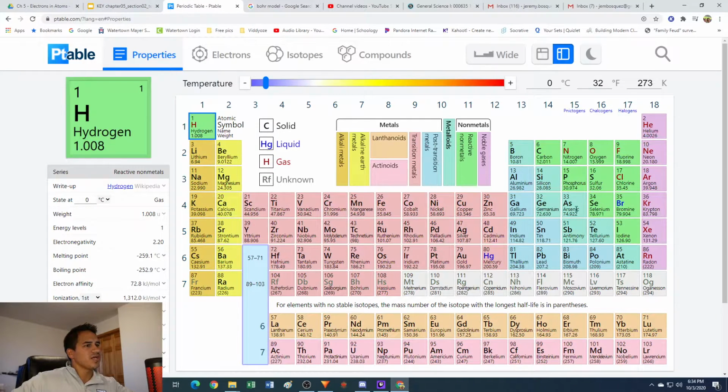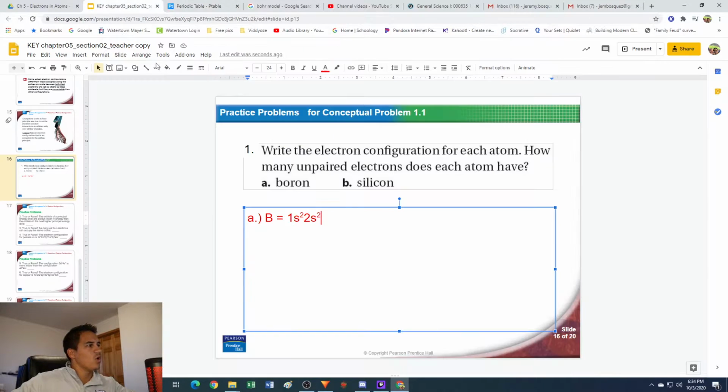Then we jump across and we get to the P block. And at this point, we have our boron, which is the first one. So it's going to be 2p1. Okay, and that is our electron configuration.